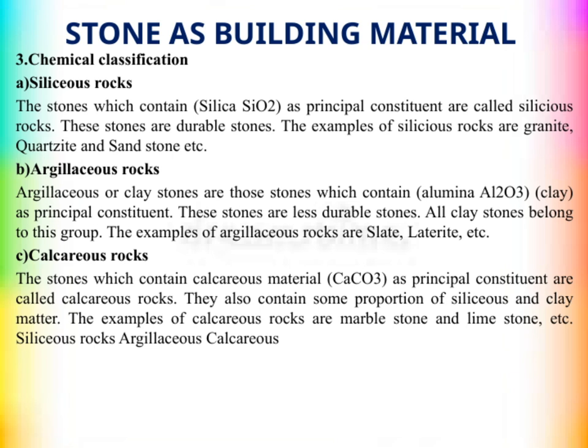Next, we have argillaceous rocks, or clay stones. These contain alumina, Al2O3, primarily. They are generally less durable compared to siliceous rocks. Examples include slate and laterite.